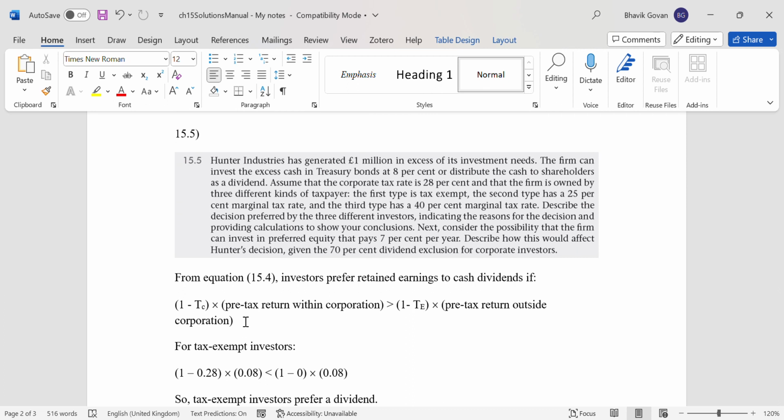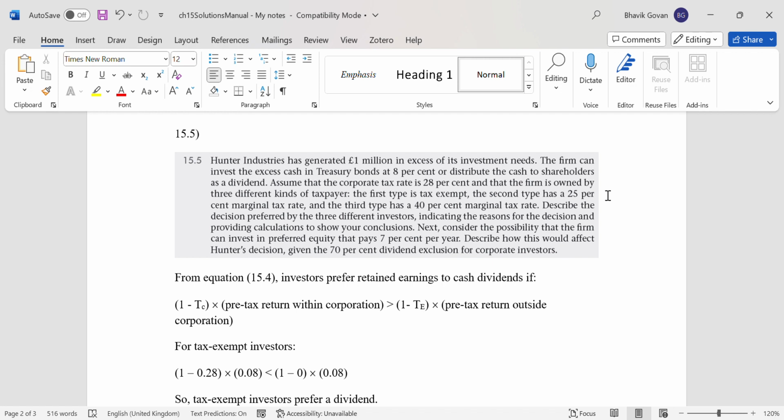So Hunter Industries has generated £1 million in excess of its investment needs. The firm can invest the excess cash in treasury bonds at 8%, or they can distribute the cash to shareholders as a dividend. Assume that the corporate tax rate is 28% and that the firm is owned by 3 different kinds of taxpayers. The first type is tax exempt. The second type has a 25% marginal tax rate, and the third type has a 40% marginal tax rate.